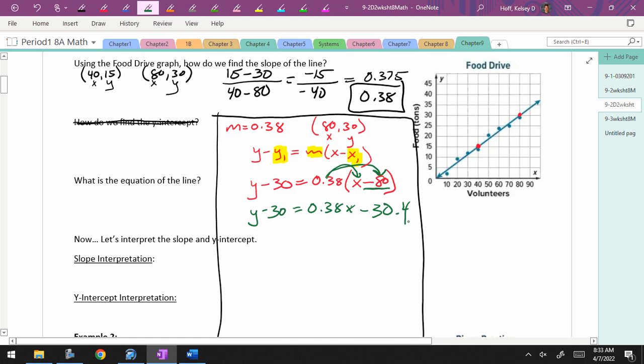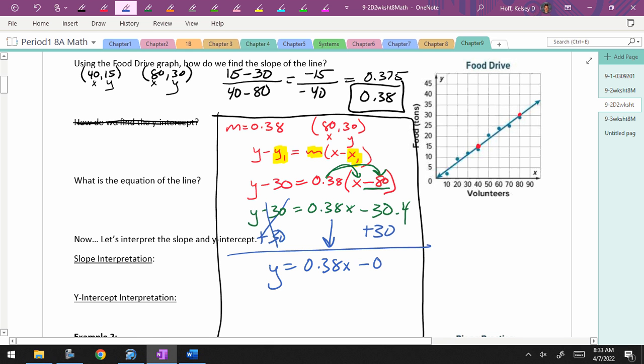So when I distribute, I get rid of those parentheses. My very last step is that I need to get y by itself. Right now it's y minus 30. How would I get rid of a negative 30? Very good. I would add 30 to both sides. Cancels here. Y equals, I drop down 0.38x. Very good. Positive or negative? Negative 0.4.